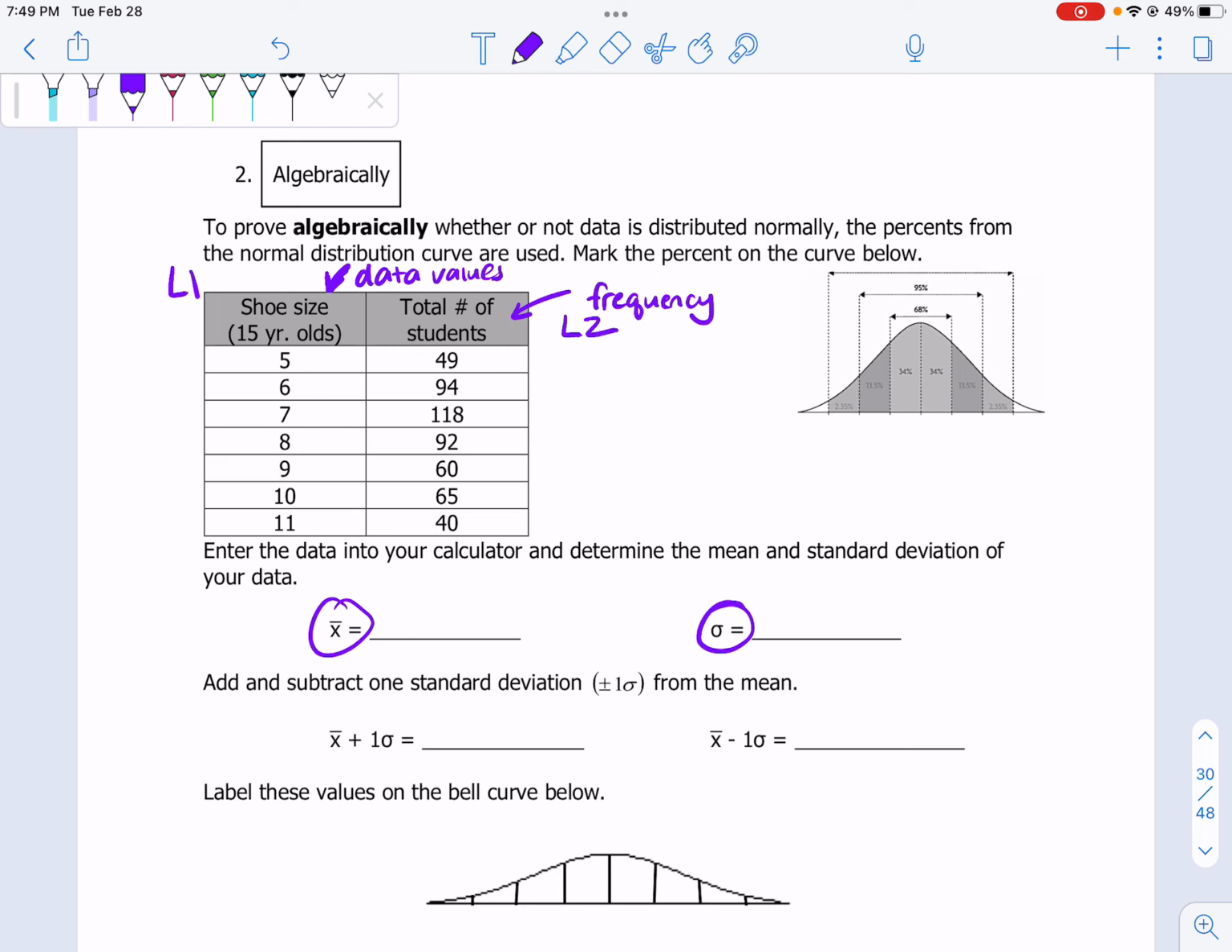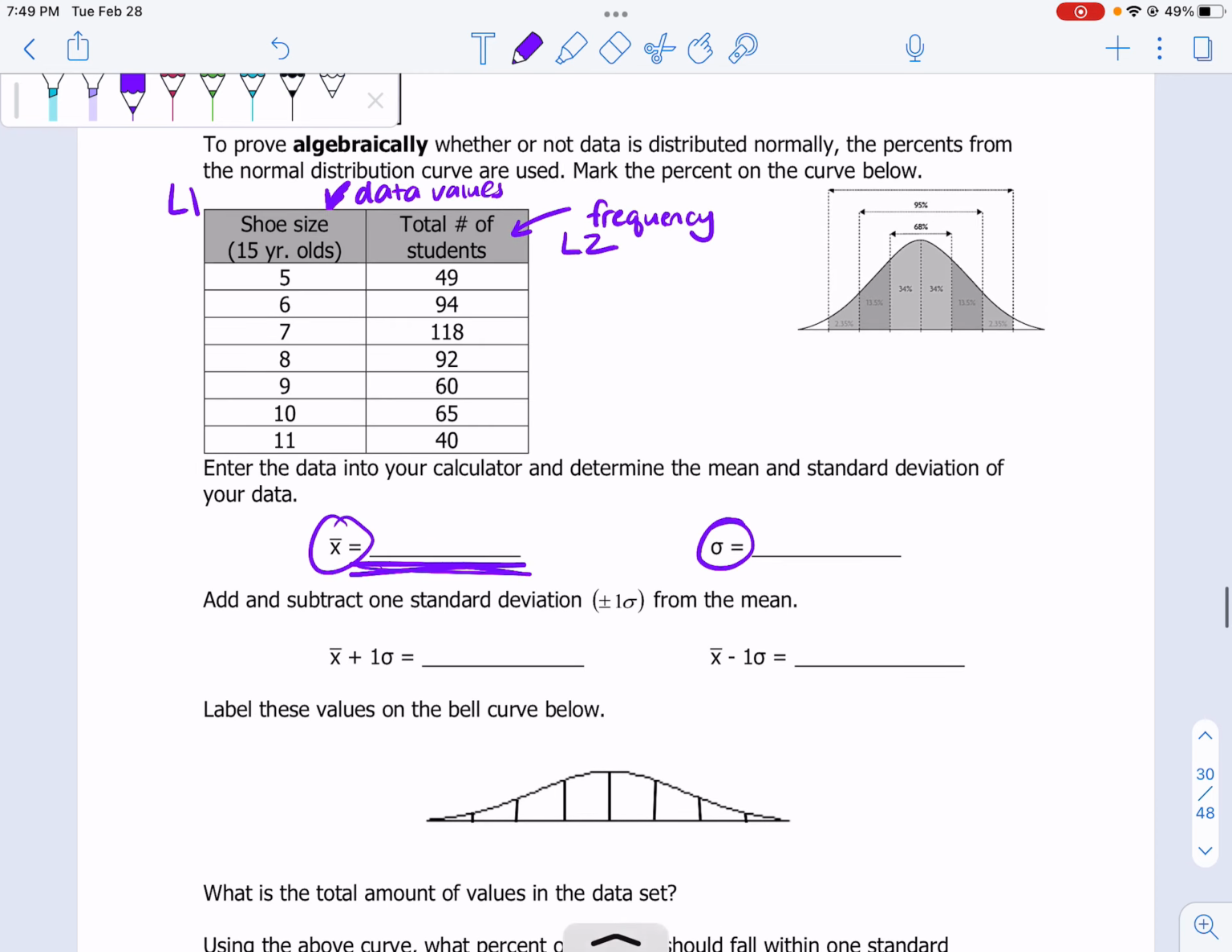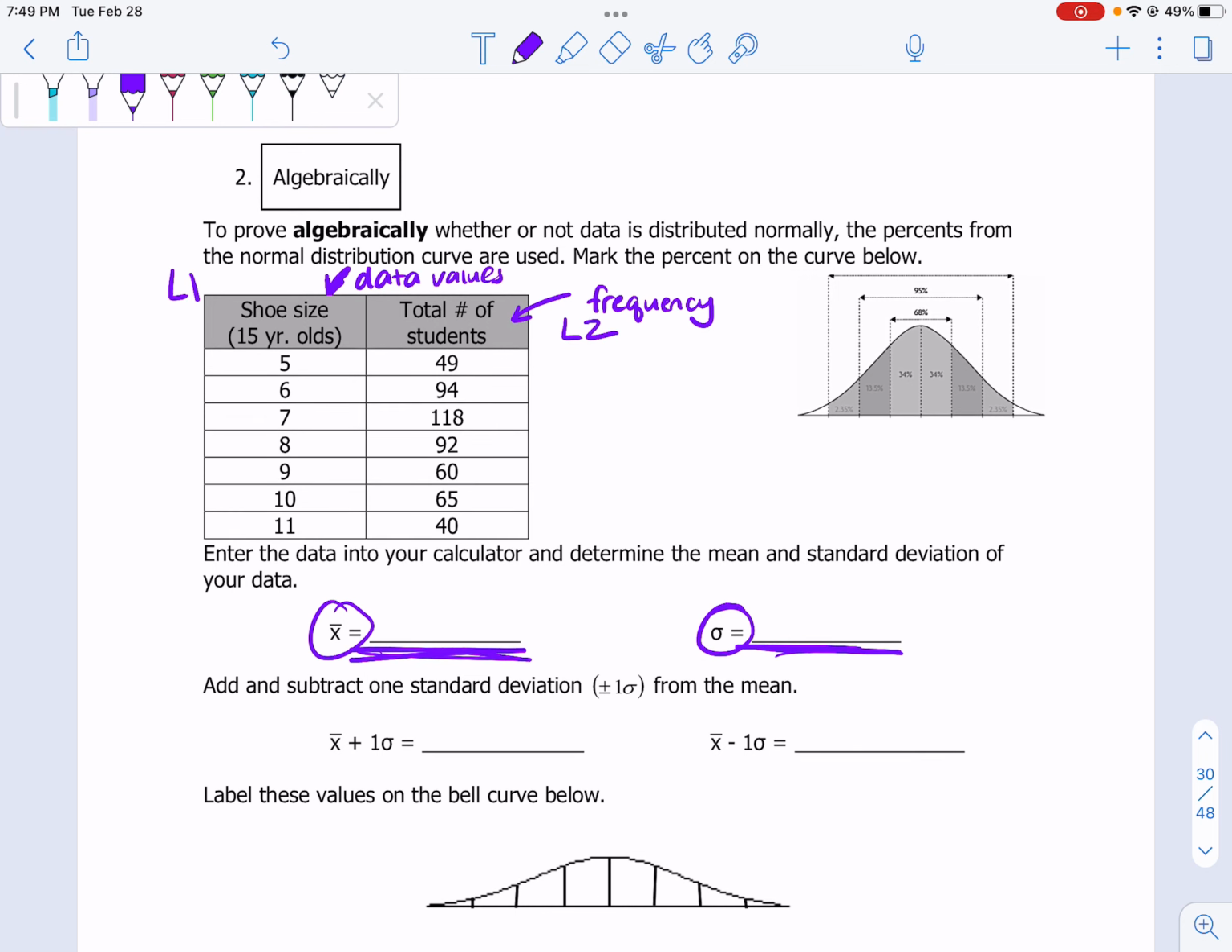Take a moment, pause the video, plug those data values into your calculator and determine that mean and that standard deviation. And can you do that to 2 decimal places? Okay, pause.